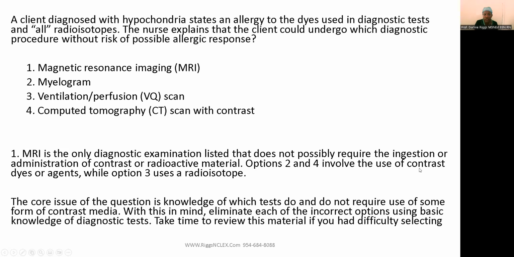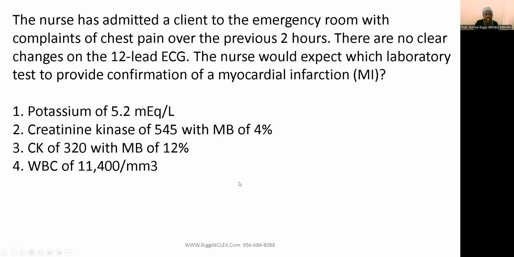Options 2 and 4 involve the use of contrast dye or agent, while option 3 uses radioisotope. So really, they're testing to see that you know which diagnostic tests require the use of a dye or contrast and which ones do not. So when you're studying, you're thinking like that. And you're thinking which ones are invasive, not invasive, NPO, not NPO, special teaching. Okay, let's try another one.